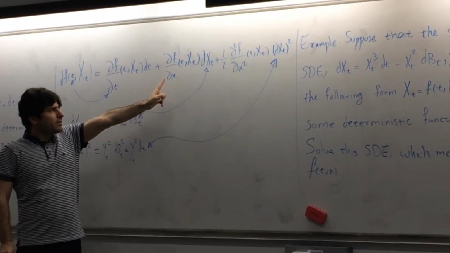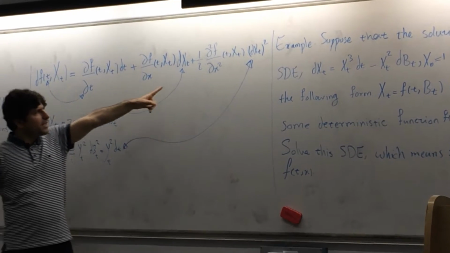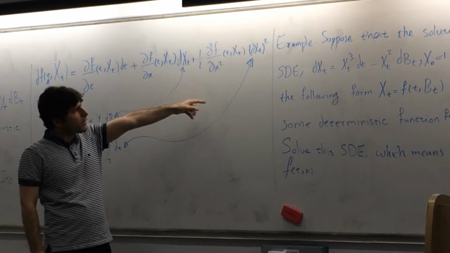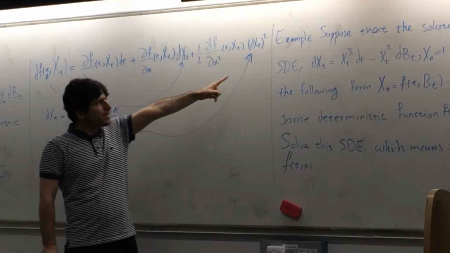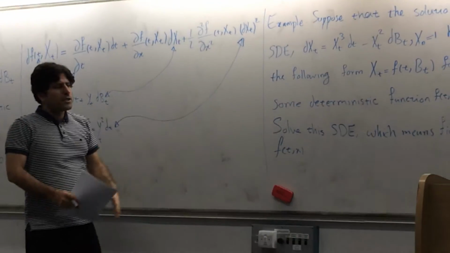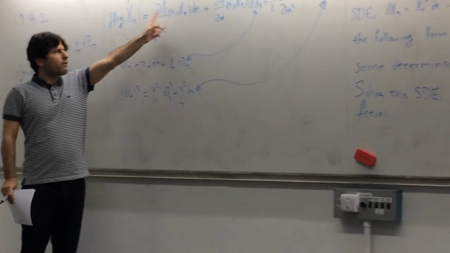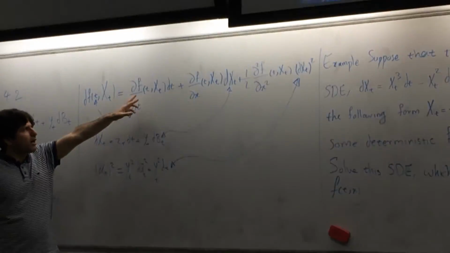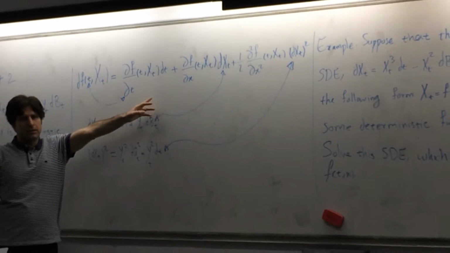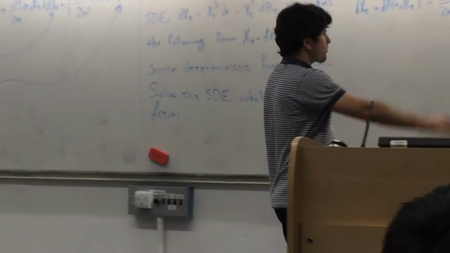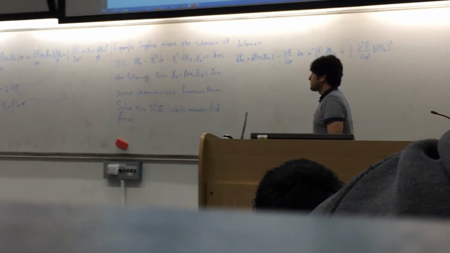And then partial derivative of f with respect to x d of bt plus half of second partial derivative of f with respect to x squared d of bt squared. Sometimes to simplify the notation, we just write partial derivative of f with respect to t instead of evaluation at t and x. Okay? So this is to simplify the notation. You can write the complete term if you want.